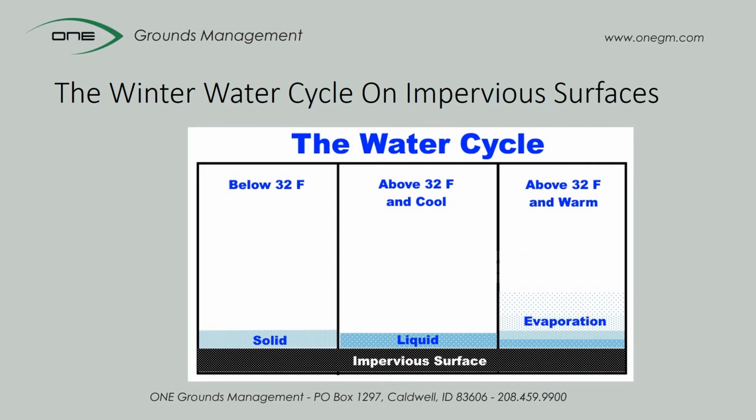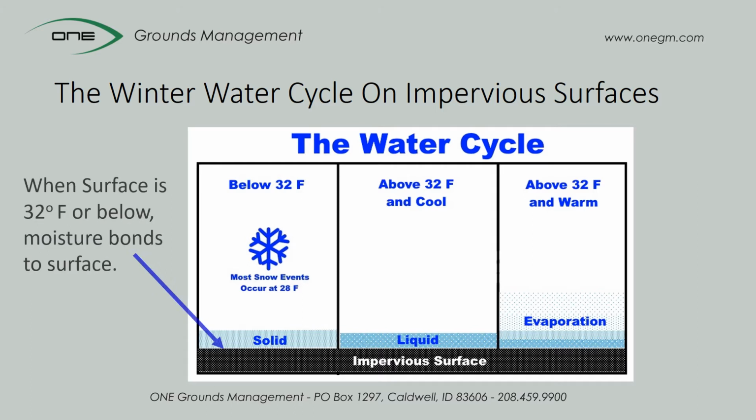Now let's apply these principles to what we do. Remember we discussed the water cycle earlier? This is the application of the water cycle to an impervious surface. It is important to note that most snow events happen at an ambient temperature of about 28 degrees Fahrenheit. However, the surface temperature may be higher than that. That is why sometimes snow does not stick to the surface. But as the surface cools to meet the ambient temperature, the water freezes and bonds to that surface.